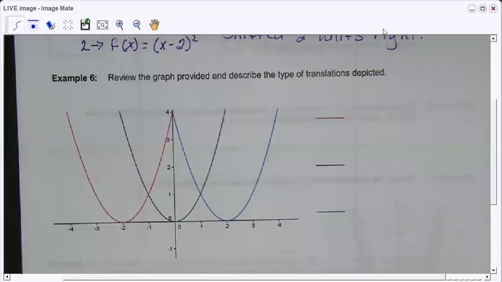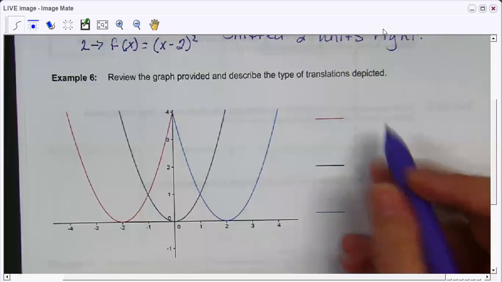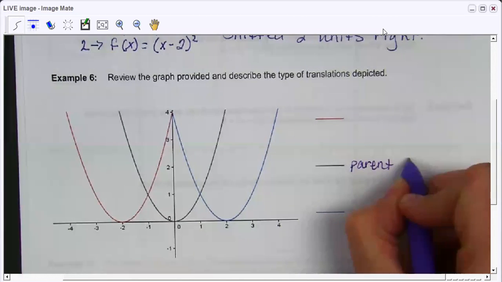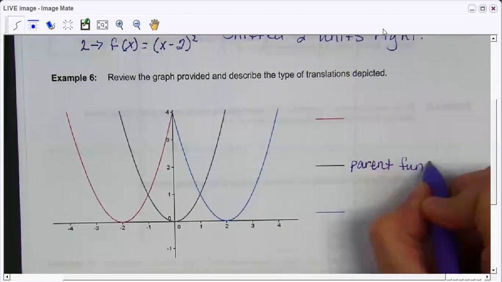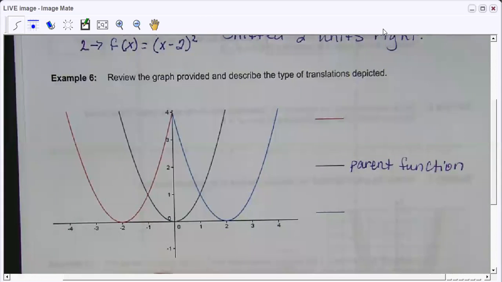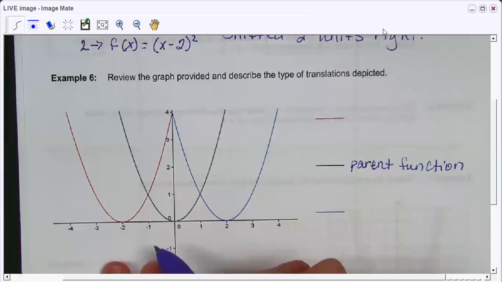In these graphs here, which one is the parent function? The middle, the black. Is it always going to be the x squared? Technically speaking, this is on our homework, how are we supposed to know the parent? The parent, x squared in that equation, is always at the origin.